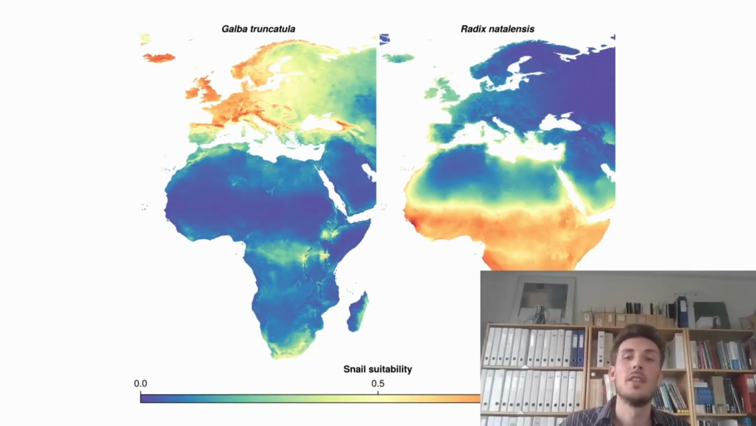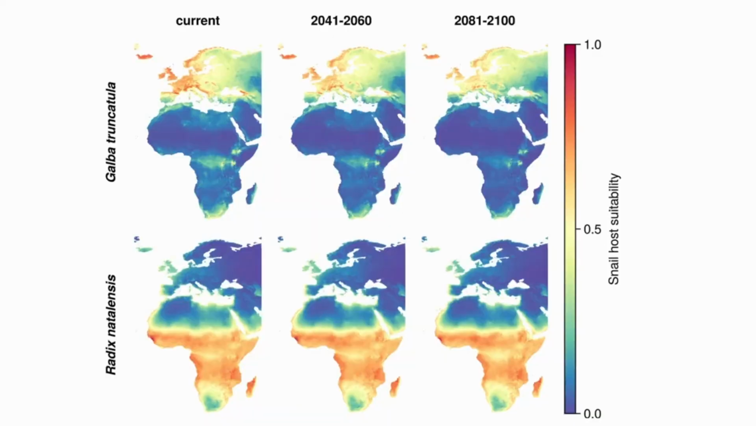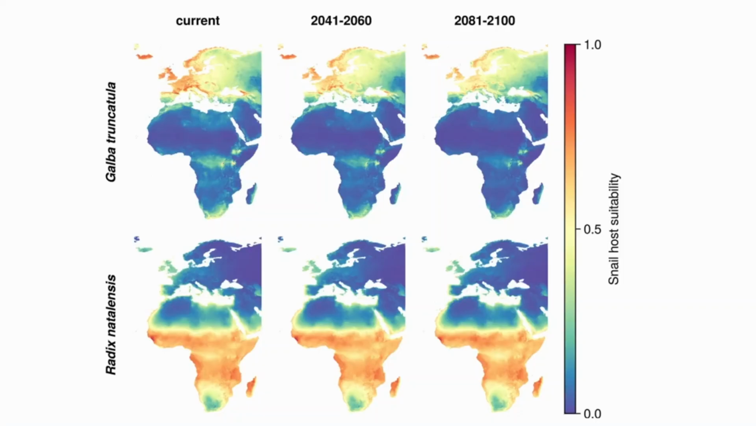And because we did it with the environmental conditions of where we find them, we can then take predictions for what the climate will look like in the future, and project towards those climates also. That's what you see in this picture. So again, those same species, under current climatic conditions, and what we expect this will look like in the future. Red colors mean it's very suitable, you're likely to find the species there, and blue colors mean you're unlikely to find it there. And here you can see quite clearly that, at least for Galba truncatula, you're less and less likely to see that species both in Africa and in Europe.